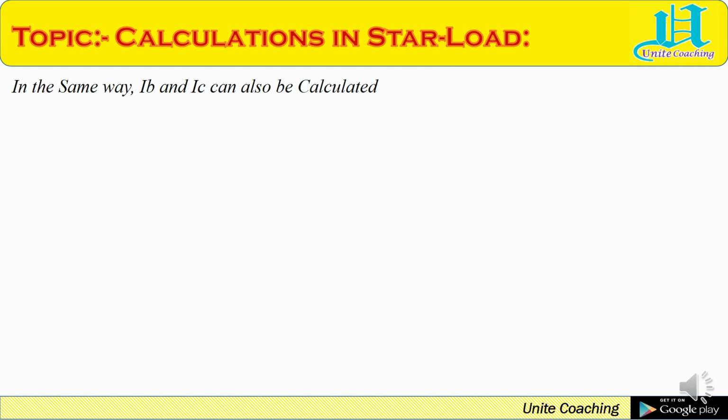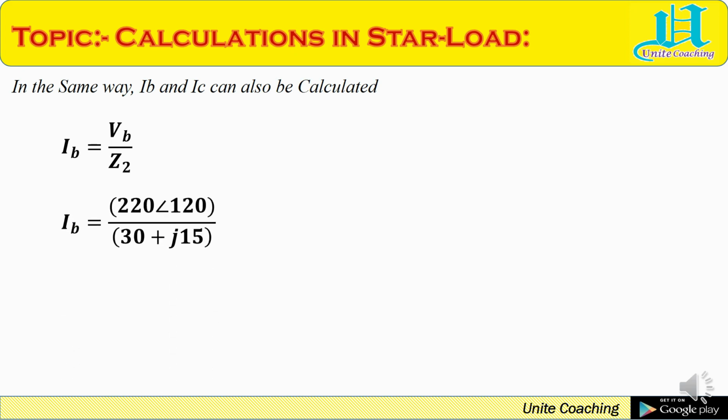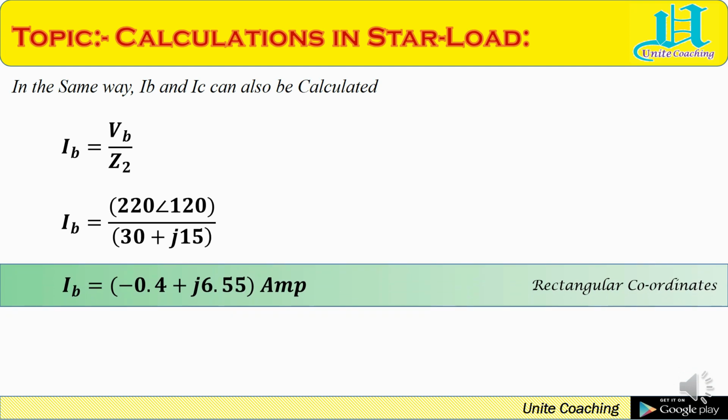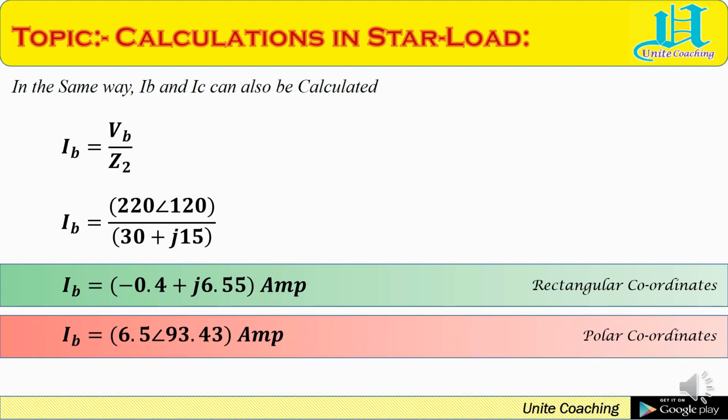In the same way we can calculate IB current and IC current. So IB is equal to VB divided by Z2. The value of VB we can write as 220 volt angle 120 divided by the value of impedance, which is the same, 30 plus J15. So in rectangular coordinates you will get the value of IB as minus 0.4 plus J6.55 amperes. And converting this into polar coordinates, you will get the answer as 6.5 angle 93.43 amperes.